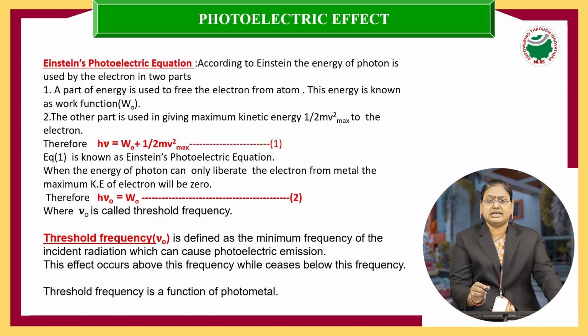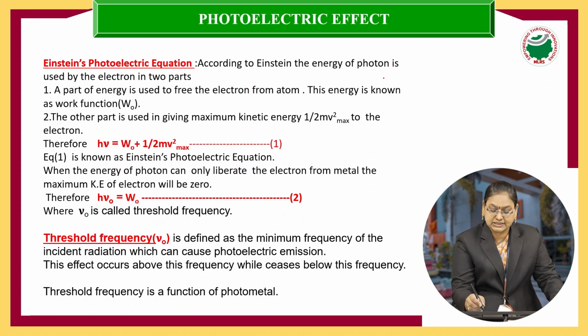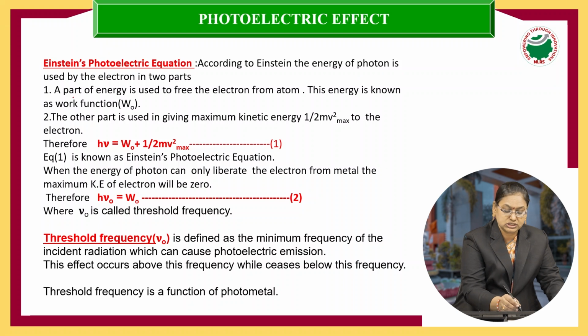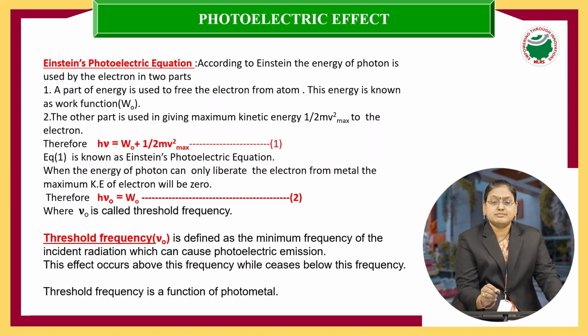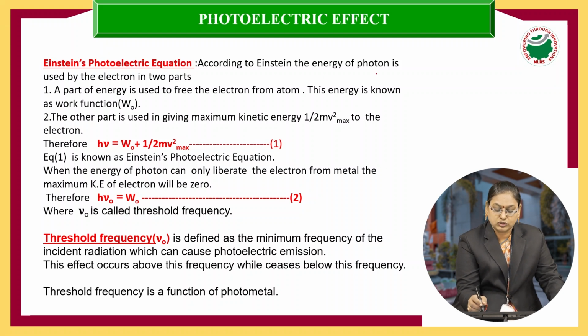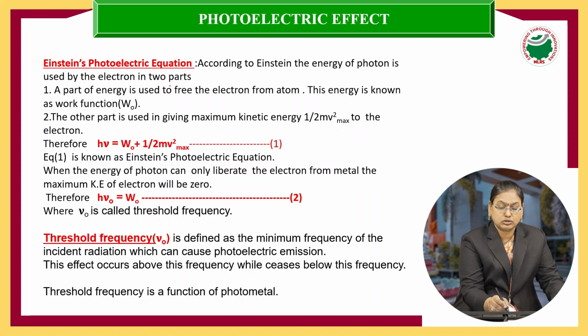Next, Einstein's photoelectric equation. According to Einstein, the energy of the photon is used by the electron in two parts. Just now we have seen that whenever light is incident on the metal, one photon is completely absorbed by one electron and electrons are emitted from the surface of the metal. So that means here the energy of the photon is used by the electron in two parts.